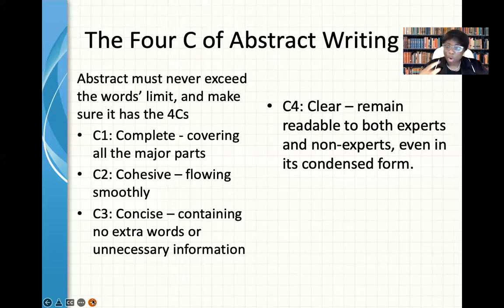Not the rigmarole words, concise words. And the last C, it must be clear. That is, it must be readable to both experts and non-experts. Even in its condensed form, it must be readable.